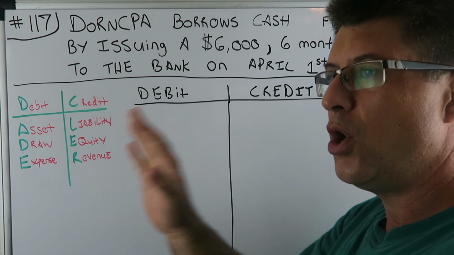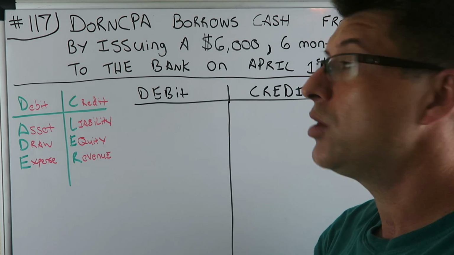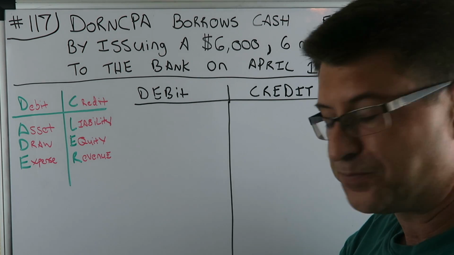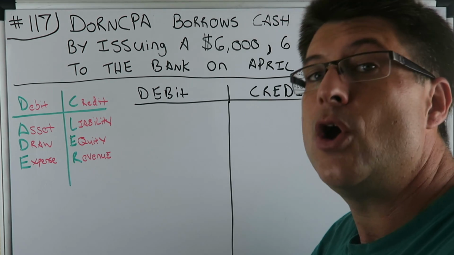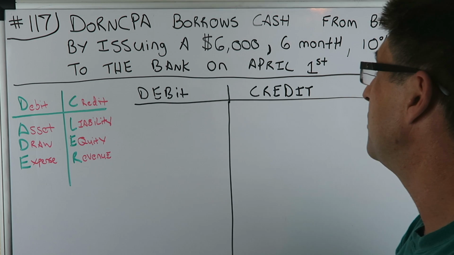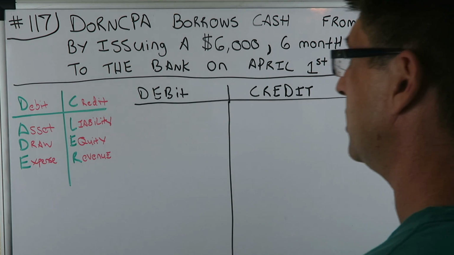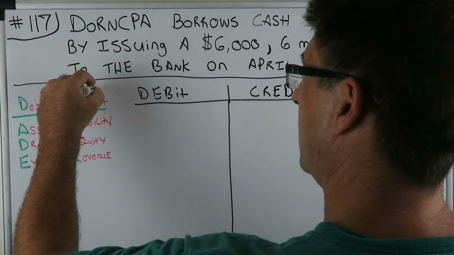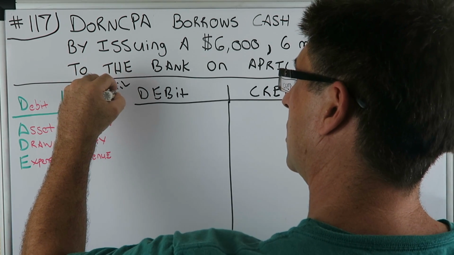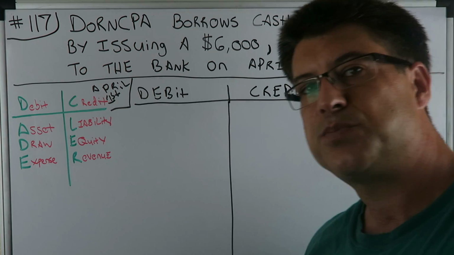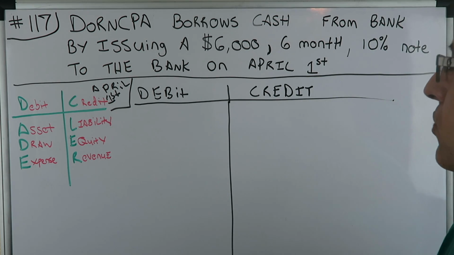Now, when you pay the note, you see it has interest on it. So when you pay the note, you're going to pay interest. Right now, we're just recording the borrowing of the money. We're borrowing on April 1st, so this is going to be an April 1st journal entry here. Let's just break it down with what we're doing.